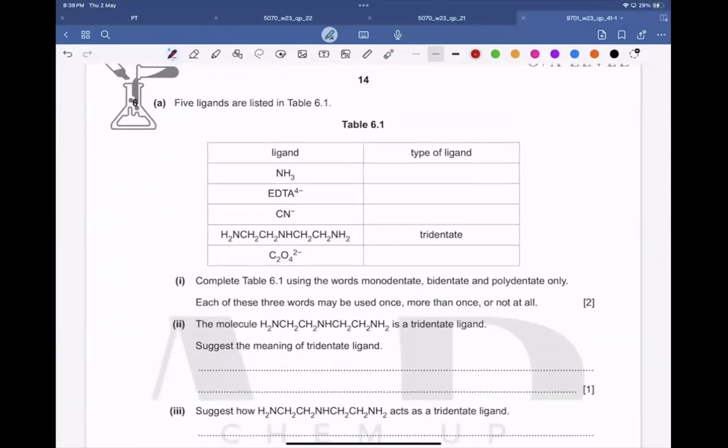Now, question number 6a. Five ligands are listed in table 6.1. Ammonia: there is one donor atom, so it's a monodentate. EDTA, if you recall, mentioned in a note, it's a hexadentate. CN is a monodentate ligand. And C2O4 2 negative is the oxalate ion. It's a bidentate ligand.